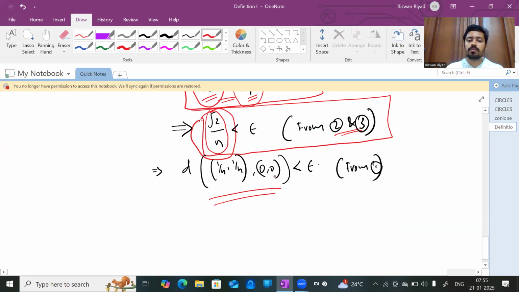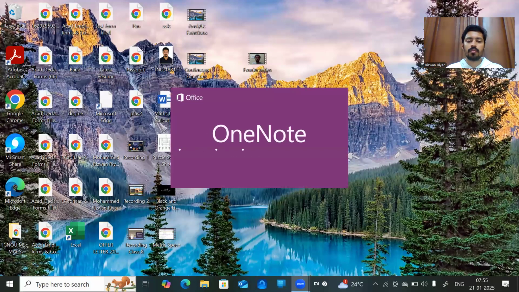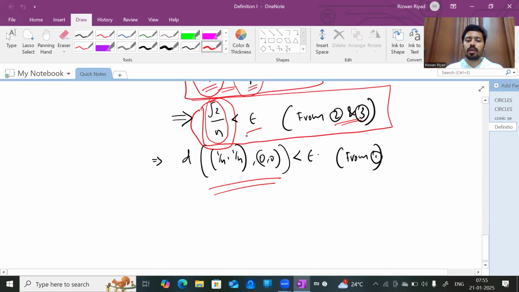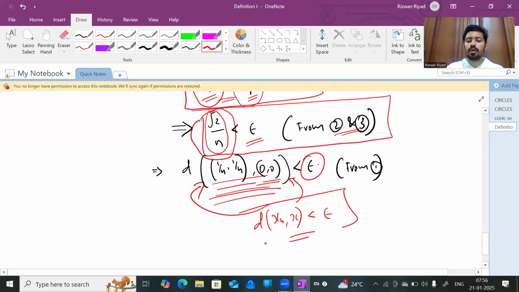If root 2 by n is less than epsilon, then d of ordered pair 1 by n, 1 by n, comma 0, 0 will be lesser than epsilon. The distance between 1 by n, comma 1 by n and 0, 0 is lesser than epsilon. That means d of xn, x is less than epsilon, because xn is this one, 1 by n, 1 by n, and x is this one, 0, 0. So this inequality is proved now.